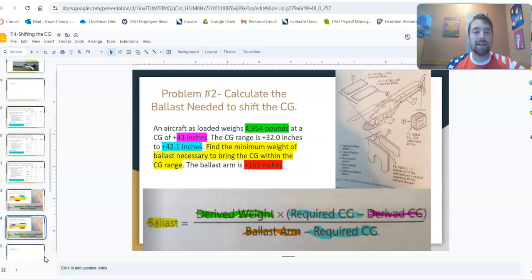Thank you for doing that calculation. If you got what I got, then you should have had a ballast of negative 37.2 pounds. That's right, that's negative, and the reason why it's negative is because we're above the limit of center of gravity over here. We actually have to take weight away this time in order to get that 43 down to 42.1. So again, that's going to be negative 37.2 pounds. We're taking away 37.2 pounds from the ballast in order to get it within that center of gravity range.